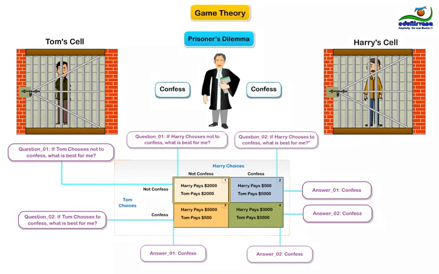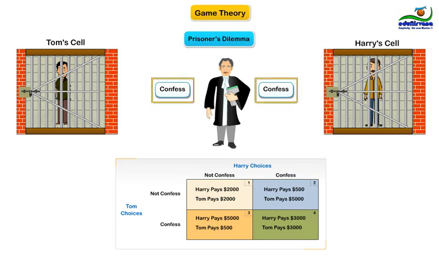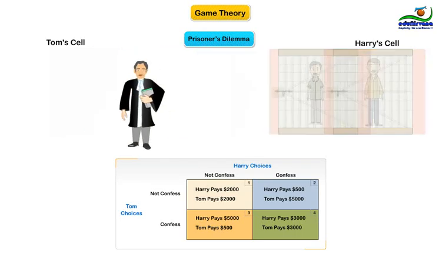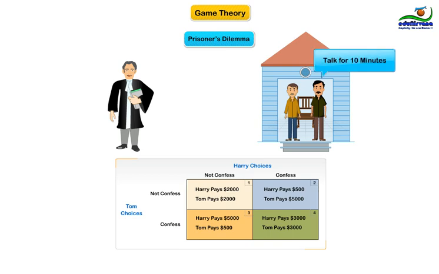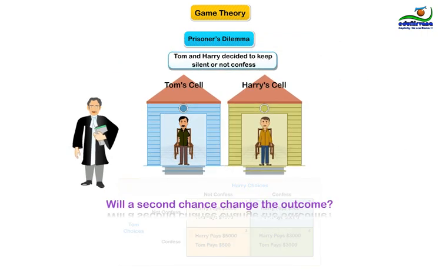Now, let's change the game a little bit. What would happen if the lawyer gave Harry and Tom another chance? Suppose he tells them that he will not accept their confessions. Instead, he wants them to talk it over together for 10 minutes, after which he will come back, place each man in a separate room, and ask for his decision. The second time, he will accept each man's decision no matter what. Will a second chance change the outcome?